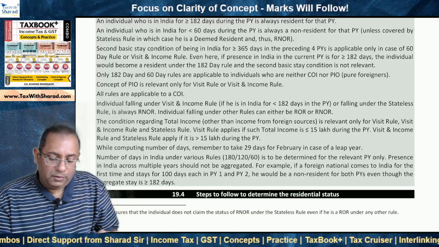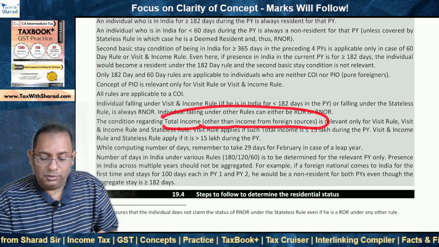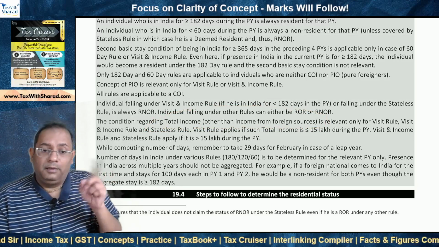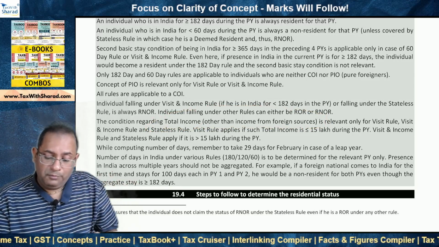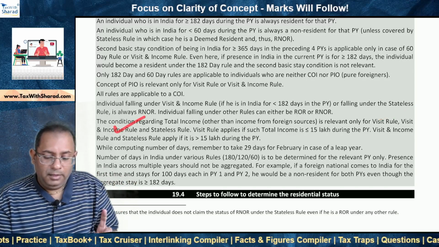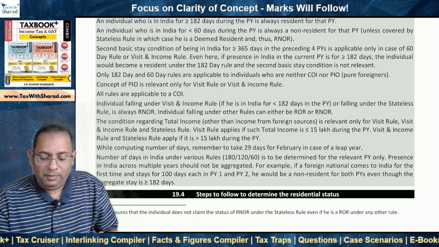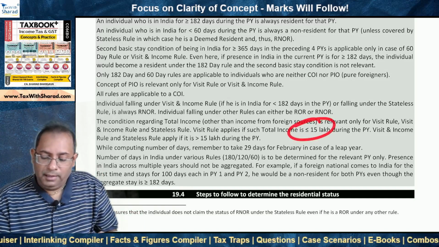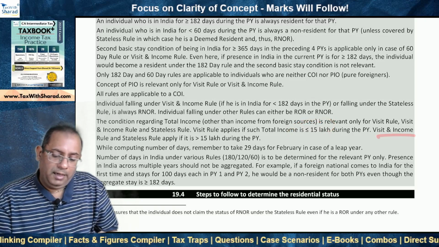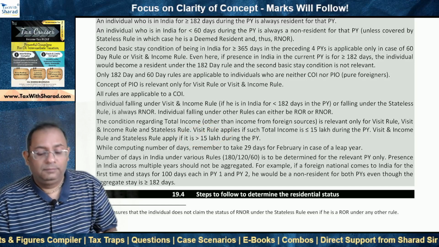Now we looked at the condition regarding computation of total income other than income from foreign sources. Under which rules is this computation relevant? It is relevant only for visit rule, visit and income rule, and stateless rule. And the threshold is 15 lakh. Visit rule applies if such total income is up to 15 lakh. Visit and income rule and stateless rule apply if it is more than 15 lakh during the previous year.